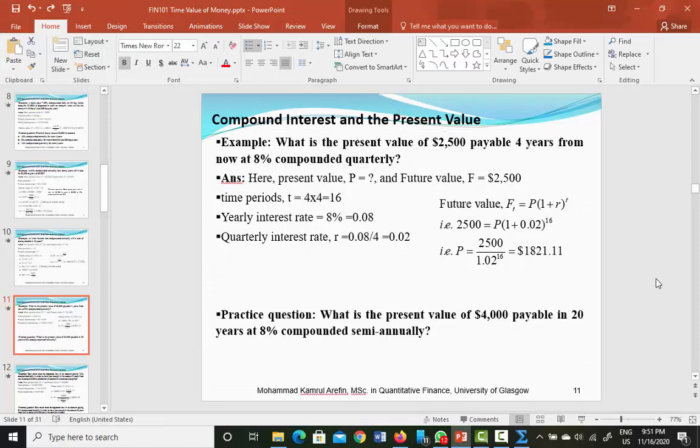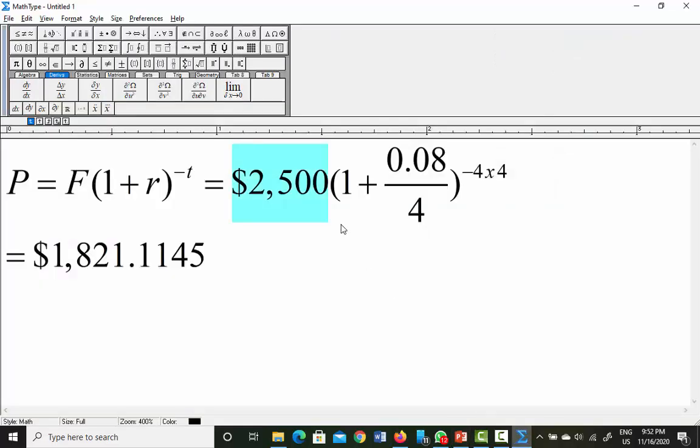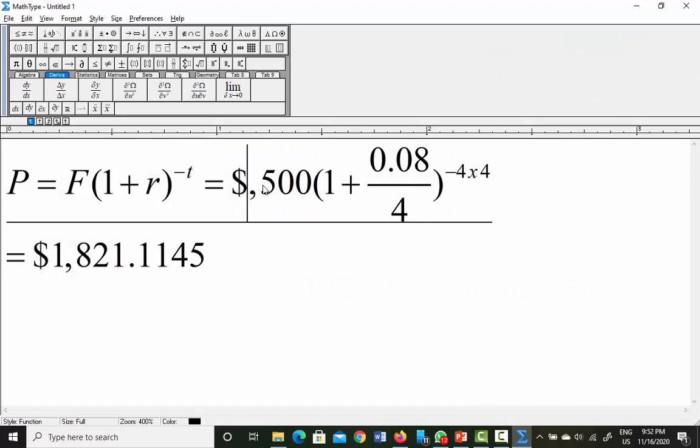Right, so practice question. What is this question asking? What is the present value of $4,000 payable in 20 years at 8% compounded semi-annually? Right. So what is the present value? The question is asking directly to find out the present value. So $4,000 is the future value.